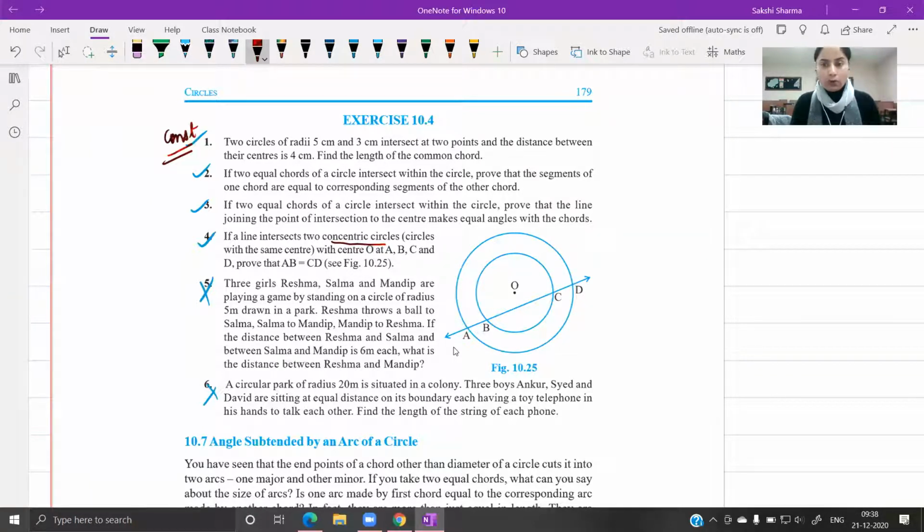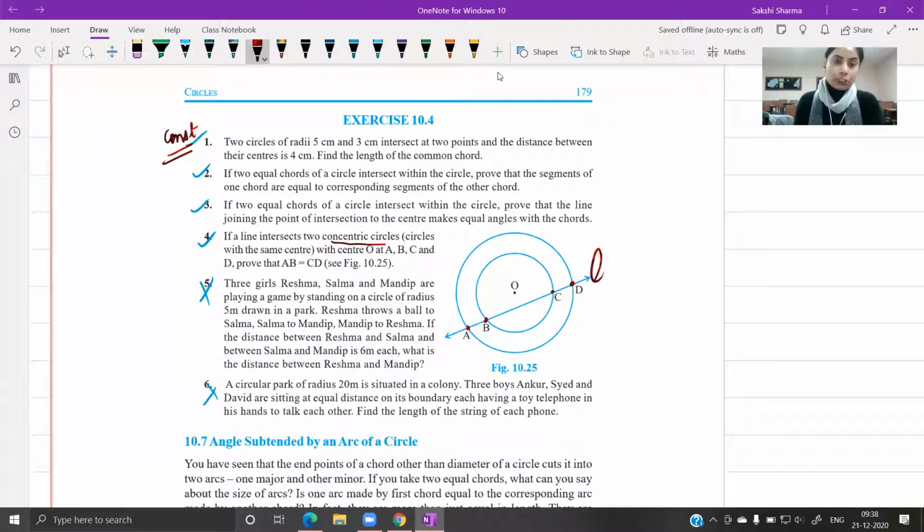Let us name this line on our own. Let's say this is line L. So line L actually intersects both circles. If we talk about the larger circle, the points of intersection are A and D. The line L intersects the larger circle at points A and D, and the same line intersects the smaller circle at points B and C. You want to prove that AB equals CD. The segments of this line lying between the boundaries of the two circles are equal.